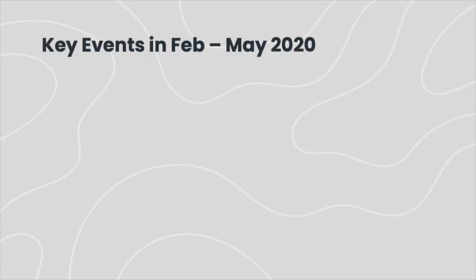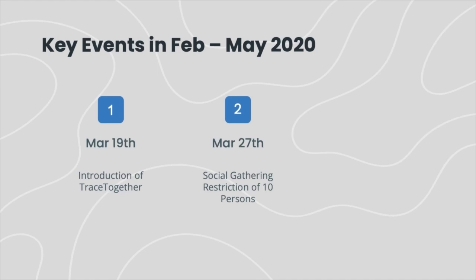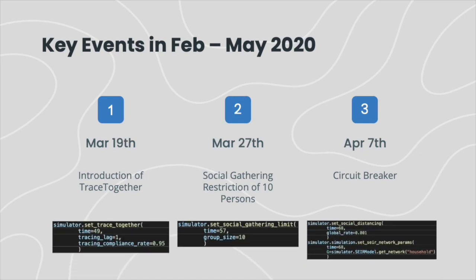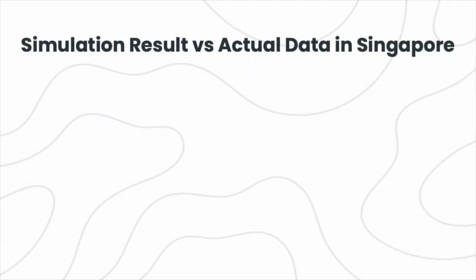In order to check the correctness, the simulator is used to simulate Singapore's virus spread from February to May in 2020. This phase of dates is chosen because significant government interventions are first introduced during this time. Firstly, trace together is introduced. Secondly, social gathering restriction is introduced. And finally, circuit breaker is introduced. All of these are replicated in the simulator.